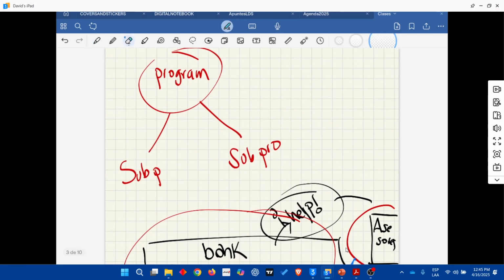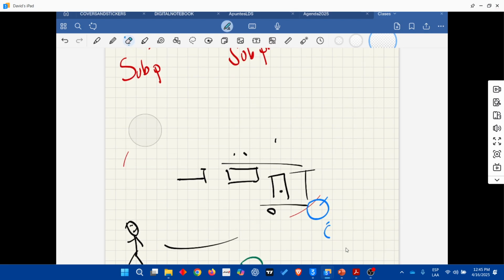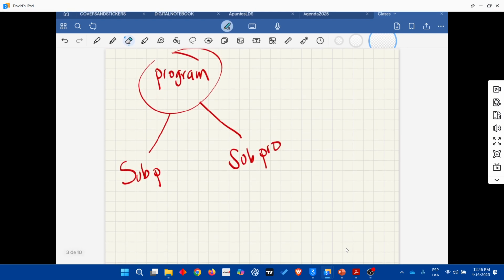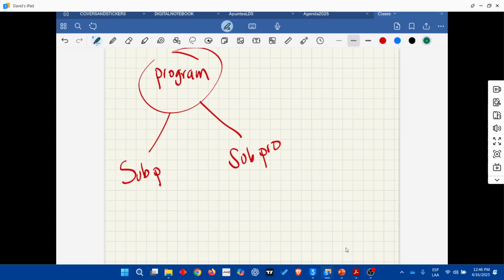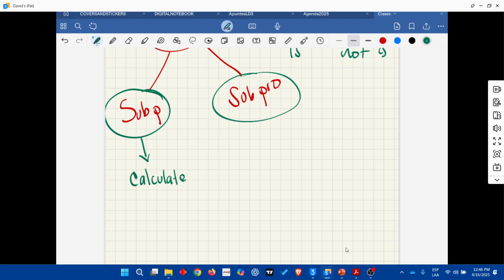Here, let me delete this part about the bank because I don't need it. So here we are going to continue talking about the software to calculate if a number is even or not. Okay. And I told you that we are going to divide this one into subprograms. You are going to decompose this software into small softwares. In the first one, we are going to calculate the remainder.